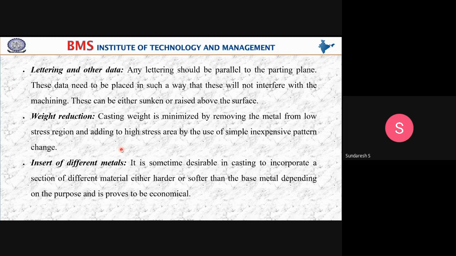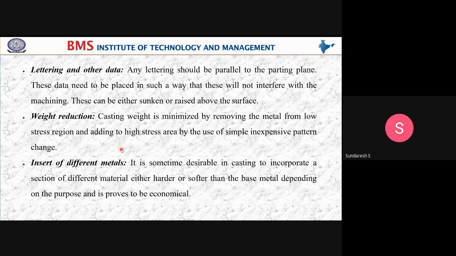Okay. Next thing is weight reduction. Casting weight is minimized by removing metal from low stress regions and adding to the high stress areas by the use of simple, inexpensive pattern changes. So how can the weight be reduced? Weight can be reduced by removing the metal from the low stress region. You remove the material from the low stress region, you add it to the high stress region, and we will make use of simple, inexpensive pattern changes.